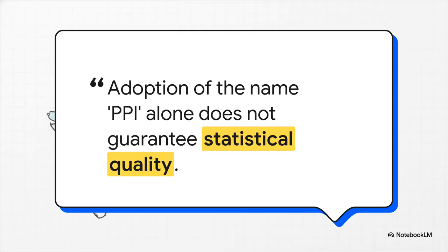I want to leave you with a really crucial proposition drawn directly from the source material for today's explainer. Adoption of the name PPI alone does not guarantee statistical quality. That is such a vital reminder for all of us studying these macroeconomic metrics. Moving to an internationally accepted naming convention is a great step, sure, but the true test of this reform lies entirely in its rigorous, transparent implementation. It relies on the accurate capture of actual transaction prices, and it absolutely requires continuous, independent technical scrutiny over time.